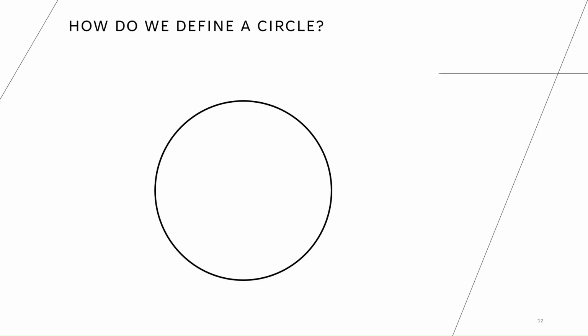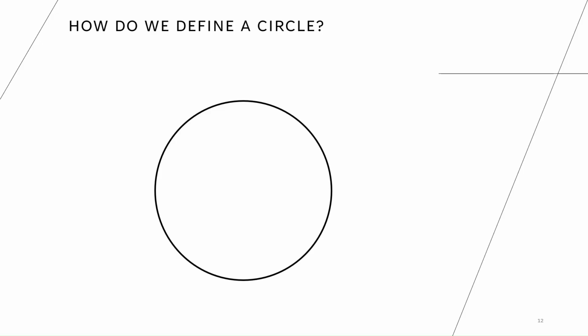Now let's talk about circles. You may have noticed in looking at irregular polygons that when we look at regular polygons with more and more sides, they become more circular. So how do we define a circle? Some people think of it as a polygon with an infinite number of sides. There's so many sides it's become curved.